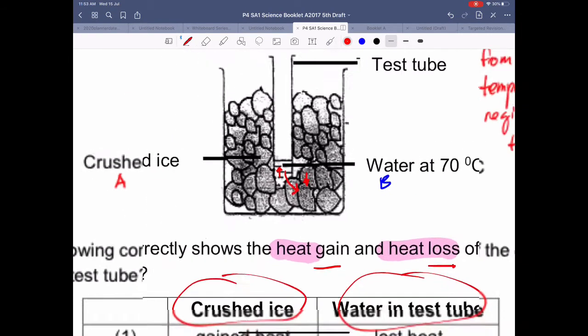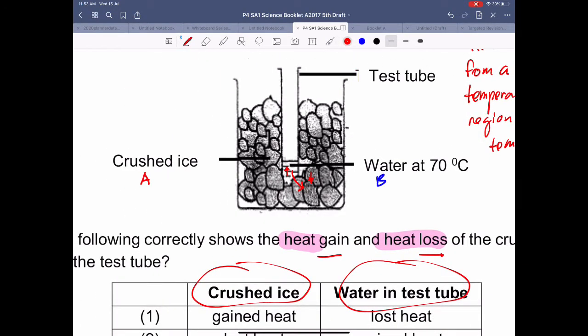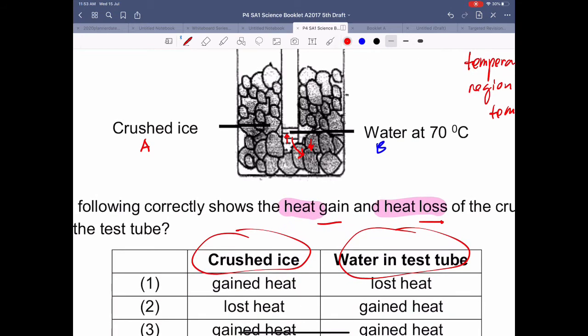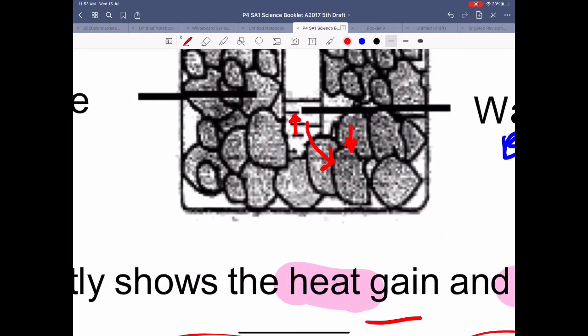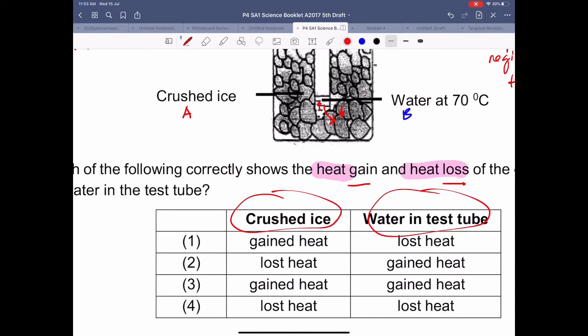So in this case, your water is losing heat because heat is going out. So straight away, anything that says gain heat, you know is wrong. Cross out these two. So lost heat is correct, and then your crushed ice should be gaining heat. So this is correct and this is wrong. So your answer would be number 1.